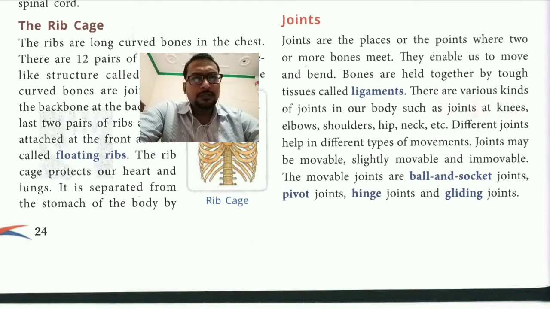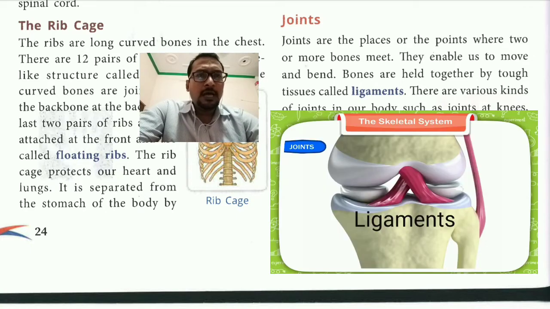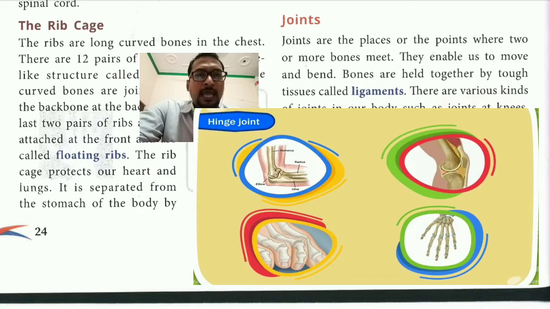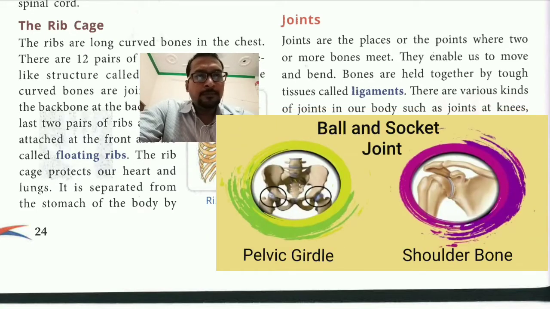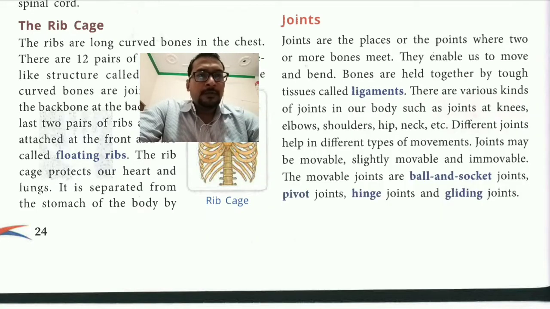Let's study now joints. Joints are the places or the points where 2 or more bones meet. They enable us to move and bend. Bones are held together by tough tissues called ligaments. There are various kinds of joints in our body, such as joints at knees, elbows, shoulders, hip, neck. Different joints help in different types of movements.